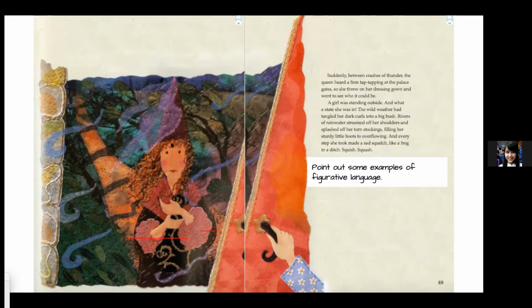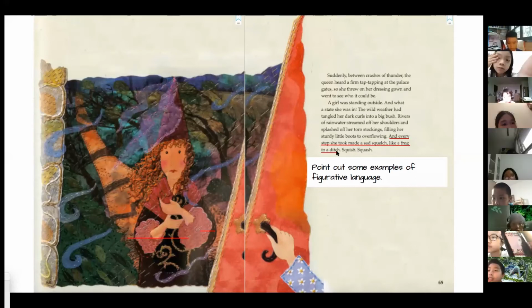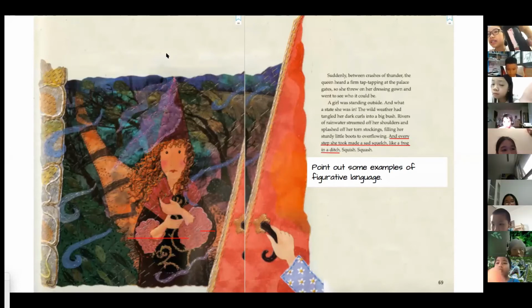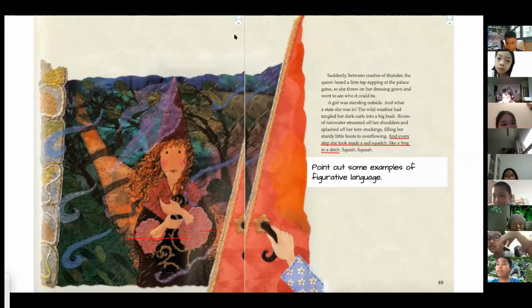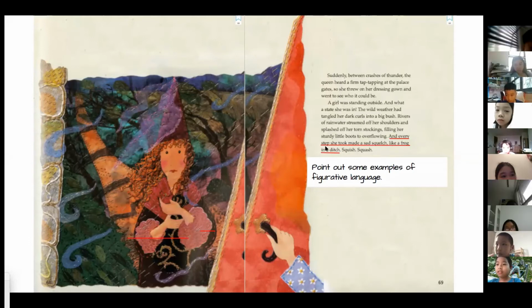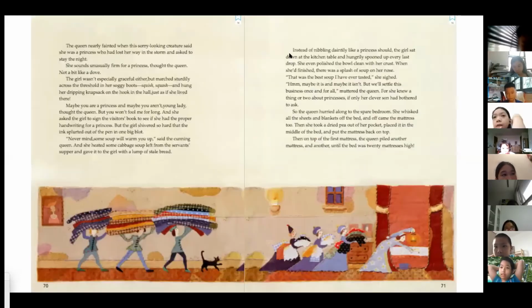Does anyone else see an example of figurative language? Elsa? Every step she took made a sad squelch like a frog in a ditch. Okay, so what kind of figurative language is this? This is a simile. Simile, and what two things are being compared here? Her steps and a frog in a ditch. Okay. Steps, and a frog, and a ditch. Okay, good job. All right. Let's keep reading.